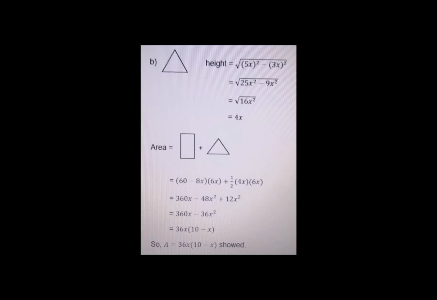After that, we will find the area of the frame, which is the area of the rectangle plus the area of the triangle. The rectangle is y multiply 6x, but we use y in terms of x, so (60 minus 8x) multiply with 6x, plus 1/2 multiply 4x multiply 6x, and the answer we get is 360x minus 36x squared. But that's not the final answer that the question asks for, so we have to factor the equation and we will get 36x(10 minus x), which is the answer shown in the given question.